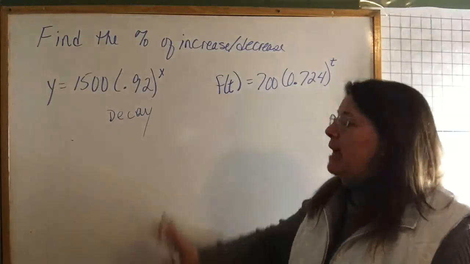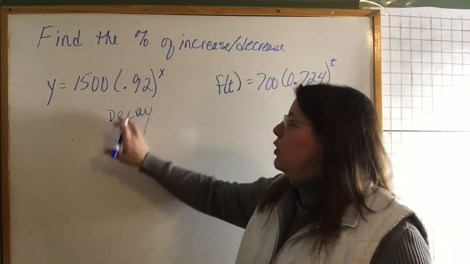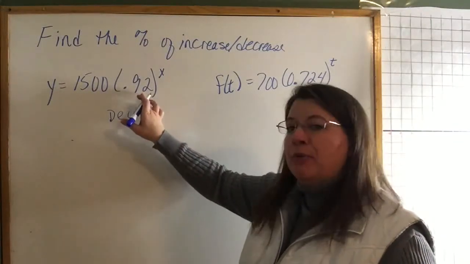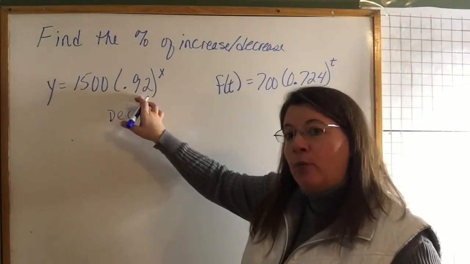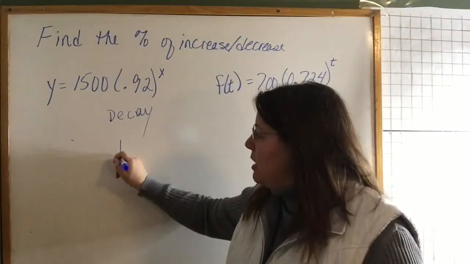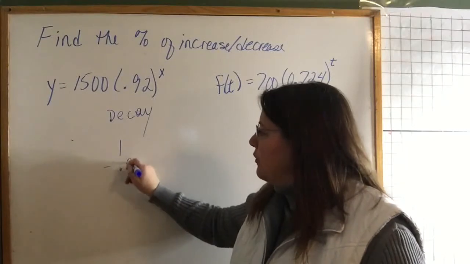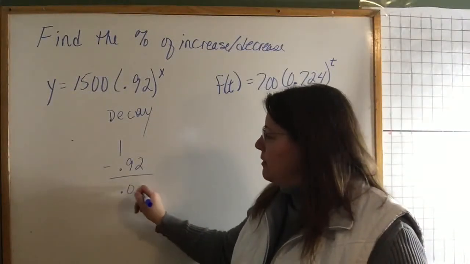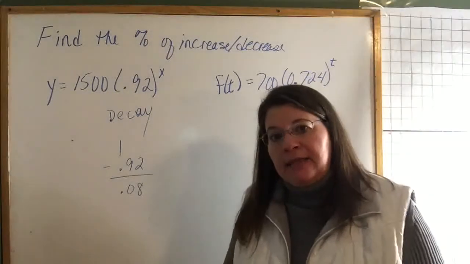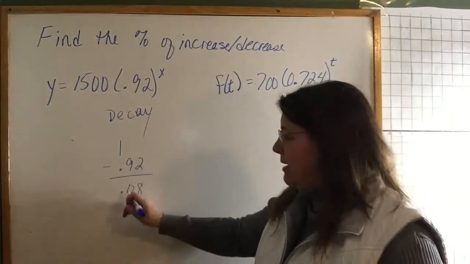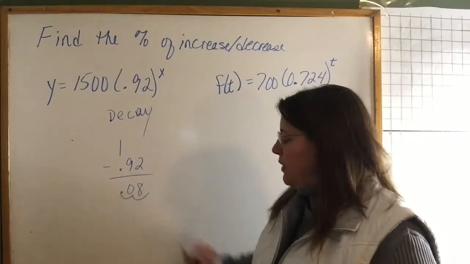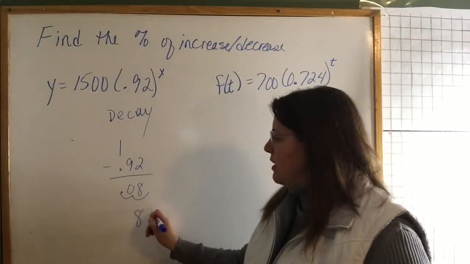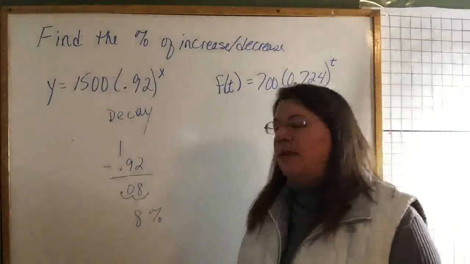In the event of a decay problem, what we're going to do is subtract my percentage, or my decimal, from 1. So if it's a decay, we subtract that percentage from 1. If I do that, I end up with 0.08. And then we're going to take that decimal and convert it to a percentage. So this one is decreasing at a rate of 8%.